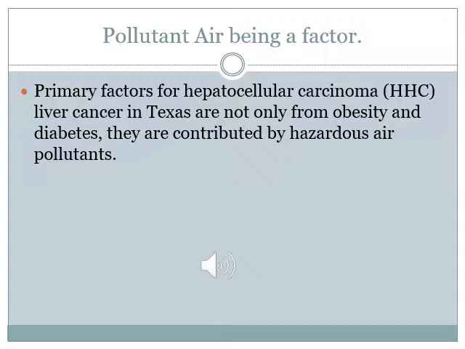The primary factors for hepatocellular carcinoma liver cancer in Texas are not only obesity and diabetes; they are also contributed to by hazardous air pollutants. The experiment that was conducted divides all of the Texas counties into four different clusters. These four clusters are compared to each other to examine if a type of air pollutant is the one causing the problem. Primary liver cancer is the third cause of cancer death in the world and the seventh in the United States. Approximately 90% of the primary liver cancers in the United States are hepatocellular carcinoma.